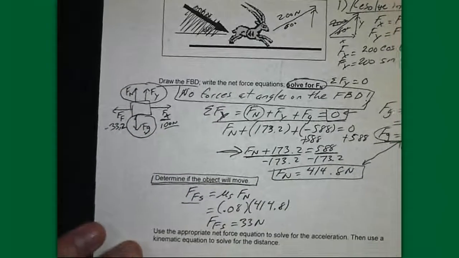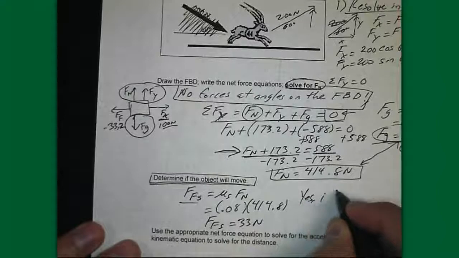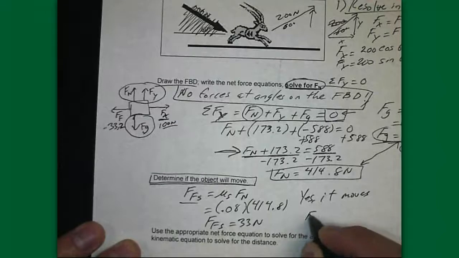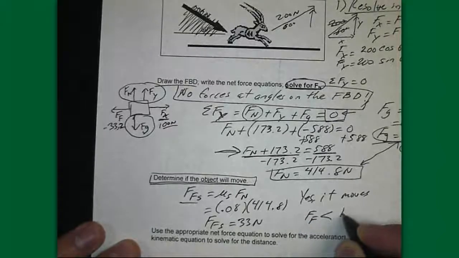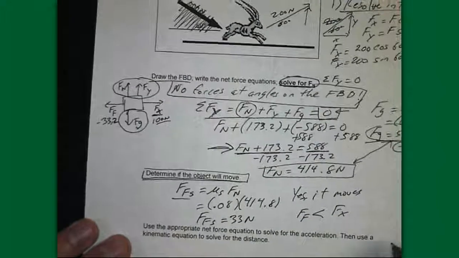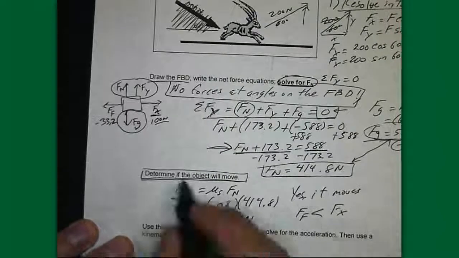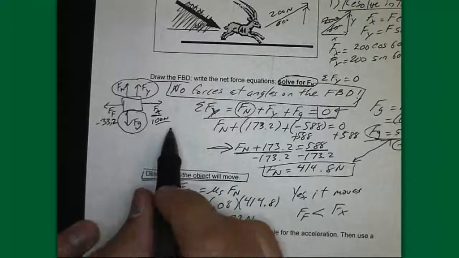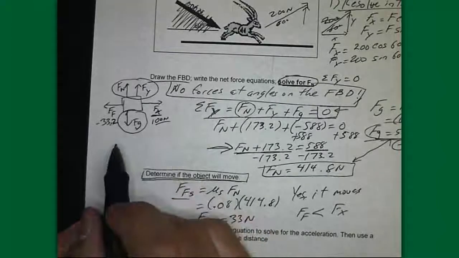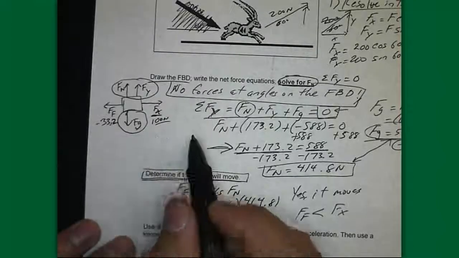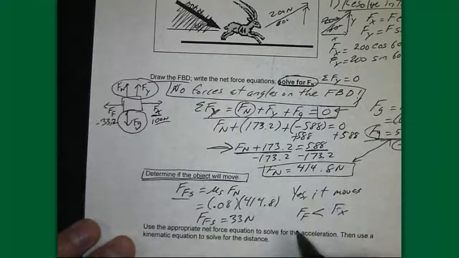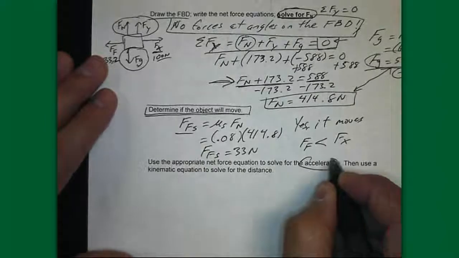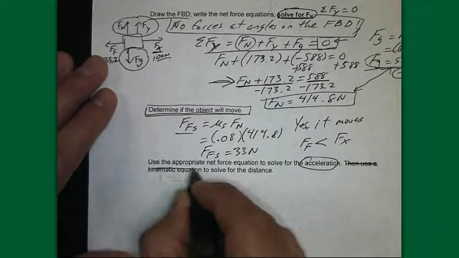So will the object move? Yes, it will move, because the friction force is less than the x force that we're applying. We have an unbalanced force situation here. So we're going to get acceleration. The speed is going to change. It's going to move from 0 to a non-zero speed in this case. So the object will move, which takes us to the next part where they want us to solve for the acceleration. And I'm not going to solve this last part.